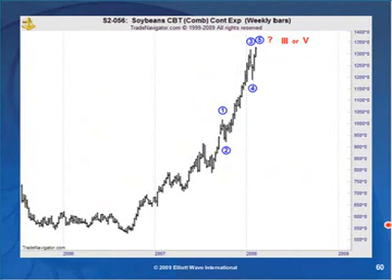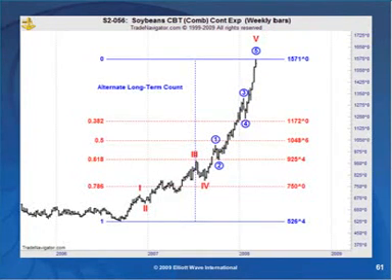Actually, there were a couple of ways to count. Let me go back. We could count 1, 2, 3, or maybe just 1, 2, 3. In either case, it could be the end of a 3. These 5 waves could be part of a 3, which means we're going to make a shallow retracement.